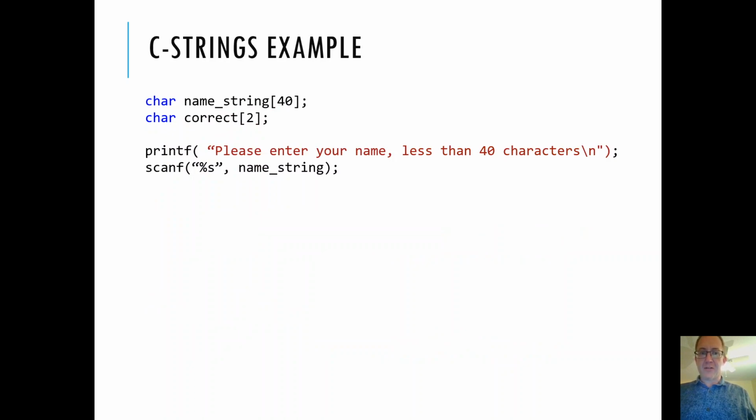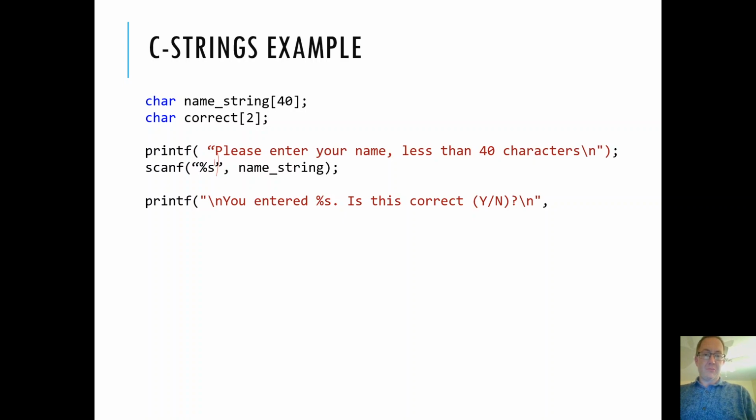So here we have another string example. It has 40 characters for the name, and a 2-character array for whether someone is correct. So please enter your name, less than 40 characters. I will get a name. So this is the string that you're going to be putting things in. This is saying it's a string that I'm going to be inputting, and it's going to go in here.